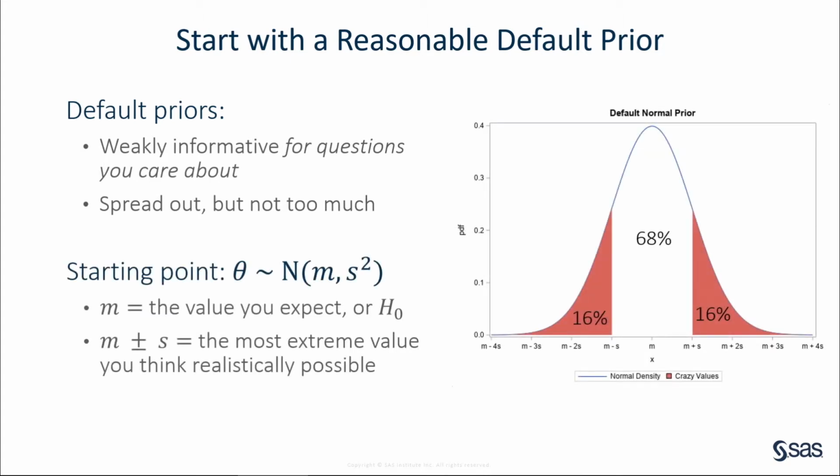A good way to operationalize this criterion is to use a normal distribution with mean M and standard deviation S. The value of M should be chosen to be the value you think is most likely, or perhaps the null hypothesis for that parameter, depending on your inferential goals. The value of S should be chosen so that M plus or minus S is the most extreme value you think is realistically possible. This implies that values more extreme than you think are possible happen 32% of the time in the prior. So the prior allows crazy things to happen, but it discourages them.